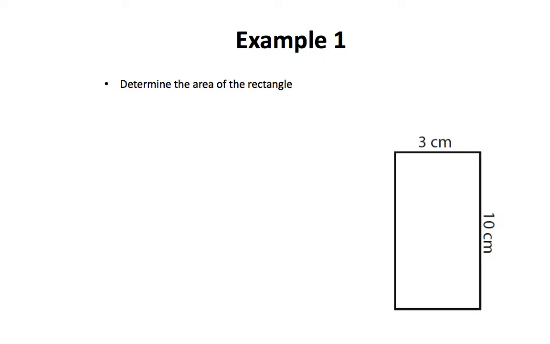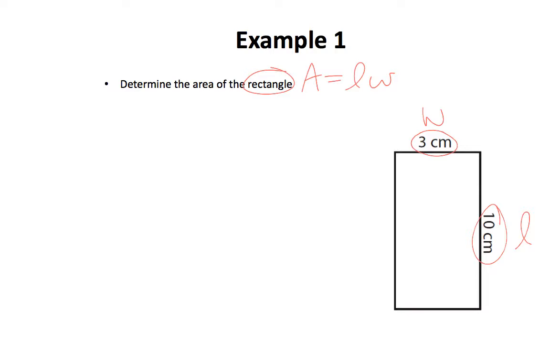In our first example, we want to determine the area of the rectangle. If you recall, the equation for area of a rectangle is length times width. I like to use a handwritten L so that it is not mistaken for a number 1. 3 centimeters is the width, while 10 centimeters is the length.